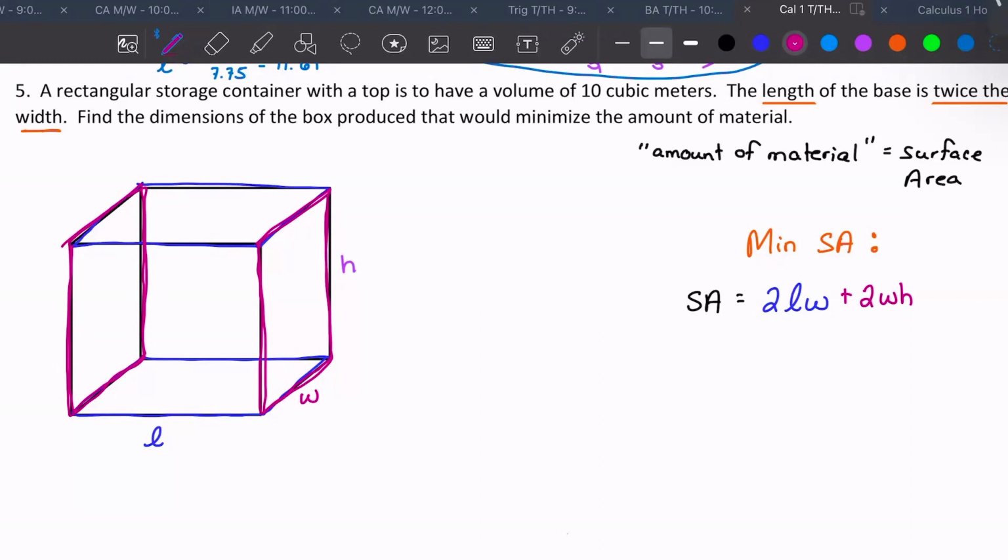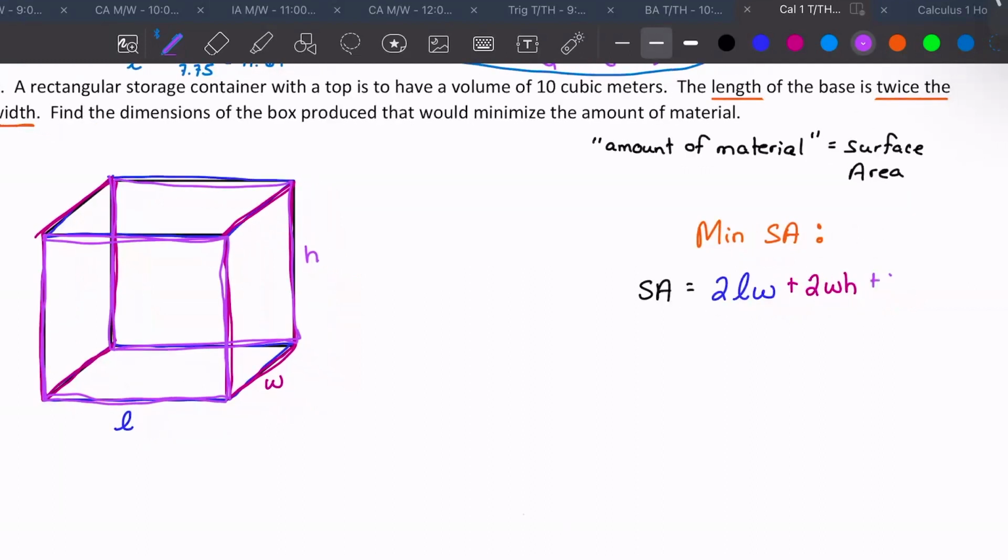Then I have the front and the back. So that's this part and the back. And that is what times what? Length times height, and there's 2 of those. So 2 times length times height. Okay, so a lot of shading going on. If you don't have any colored pencils, it's tough.